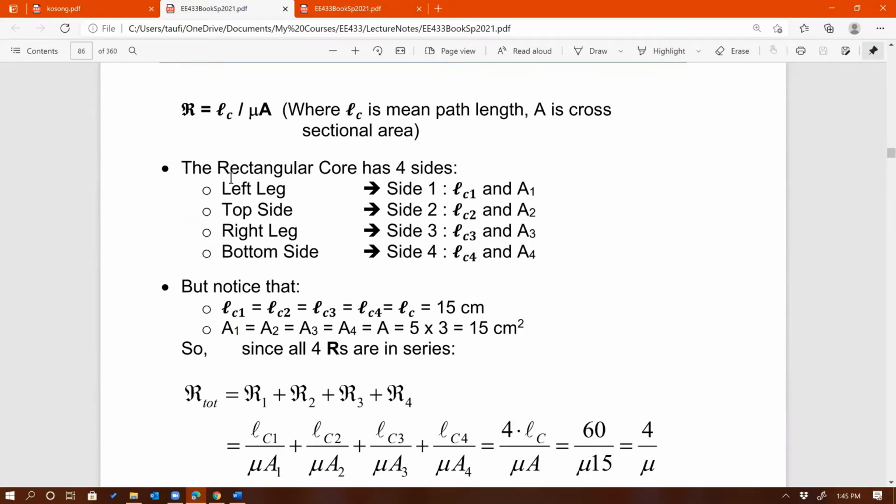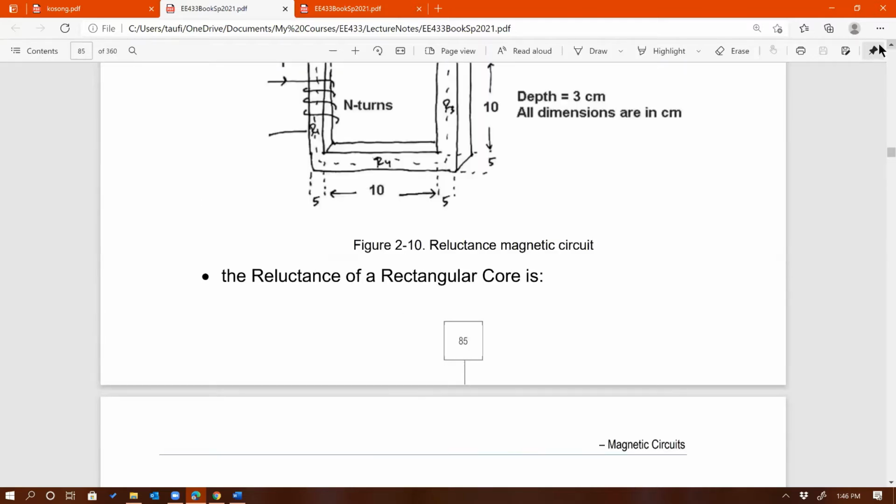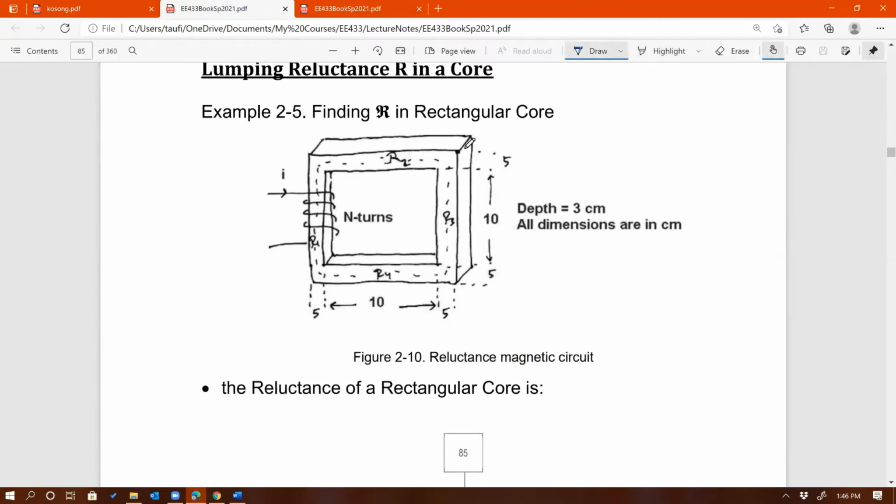And as I said earlier, we have 4 different sides for this core: left leg, top side, right leg, and bottom side. And side 1, or the left leg, has its own length. Let's call it LC1, and cross-sectional area, which is A1, right? Same thing with the top side, right leg, and bottom side. Each has their own length and cross-sectional area, right? Such as, this is the length, and if you were to cut this core, then there's the cross-sectional area of the core, okay?